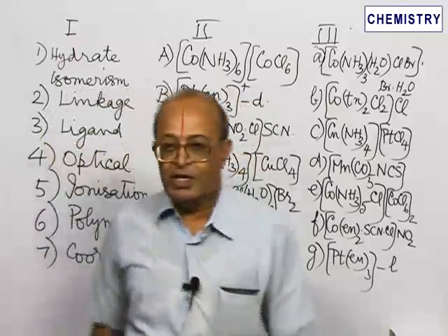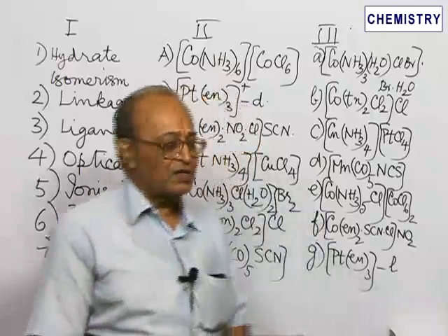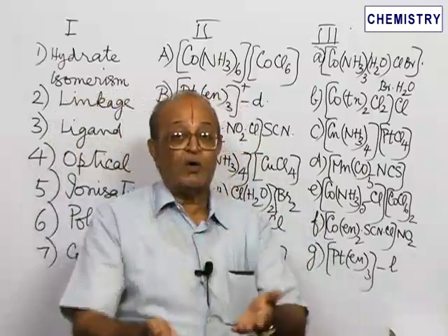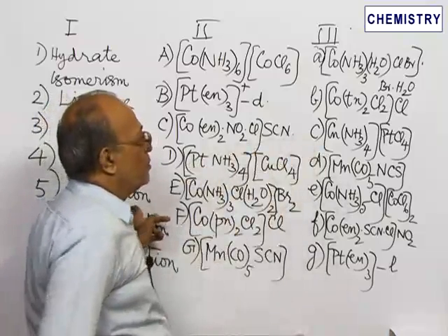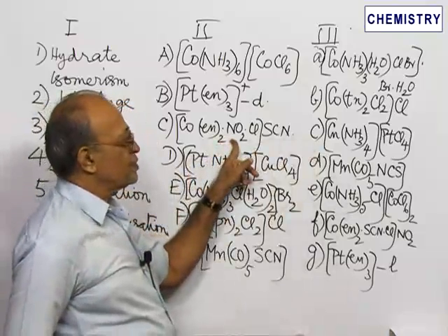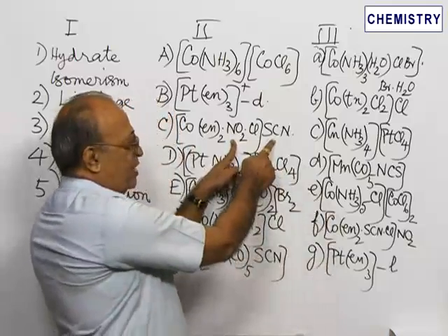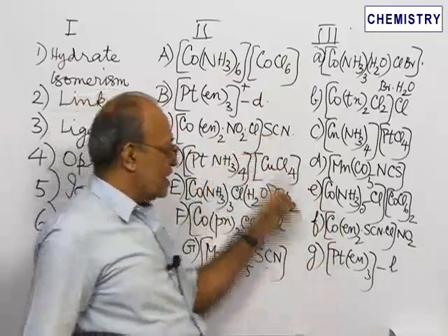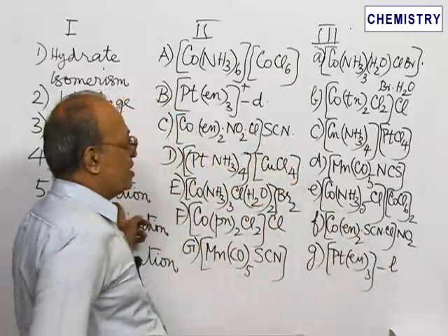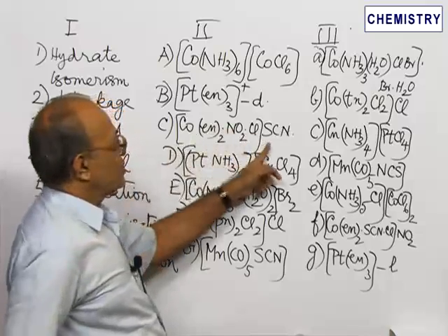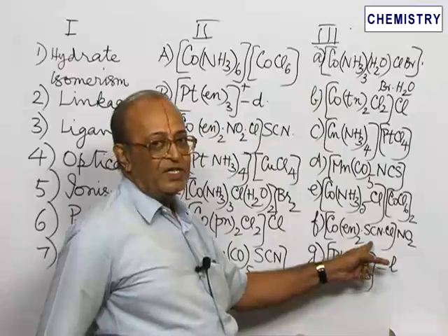Come to fifth one, ionization isomerism. It is quite obvious. In ionization isomerism, naturally the ions which are present within and without the coordination sphere, these are important. For example, you can consider column 2 and 3. Consider this C and F here. Now this thiocyanate ionizable, it is outside the coordination sphere. It goes inside and NO2 from coordination sphere comes outside. Therefore, for ionization isomerism 5, C F, these are matched.